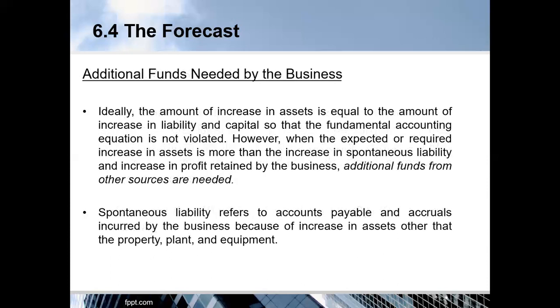So, ideally, the amount of increase in assets is equal to the amount of increase in liability and capital, so that the fundamental accounting equation is not violated. However, when the expected or required increase in asset is more than the increase in spontaneous liability and increase in profit retained by the business, additional funds from other sources are needed. And spontaneous liability refers to accounts payable and accruals incurred by the business because of increase in assets other than the property, plant, and equipment.